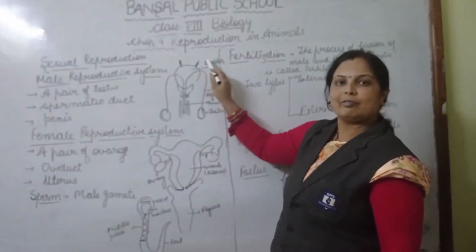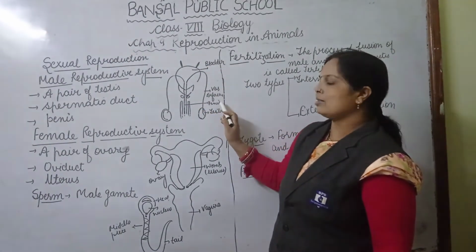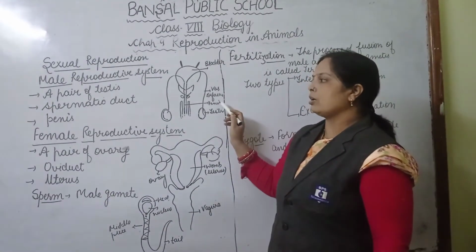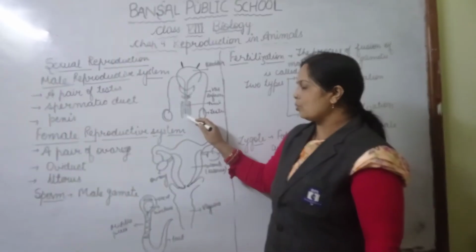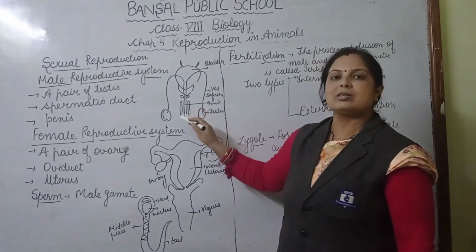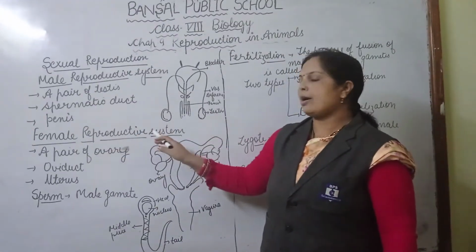This is the bladder, where urine is stored. From the bladder, the penis arises, and the penis is the erectile or ejaculatory organ. The penis passes urine as well as sperms. The male ejaculates sperms inside the female body. Clear? Now, the female reproductive system.